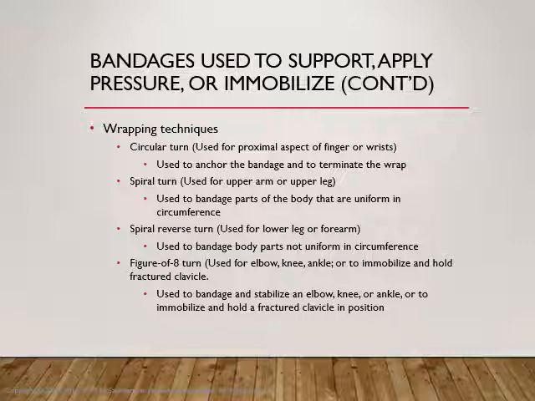Spiral reverse turn, used for lower leg or forearm, used to bandage body parts not uniform in circumference. Figure 8 turn, used for elbow, knee, ankle, or to immobilize and hold a fractured clavicle. Used to bandage and stabilize an elbow, knee, or ankle, or to immobilize a fractured clavicle in position.